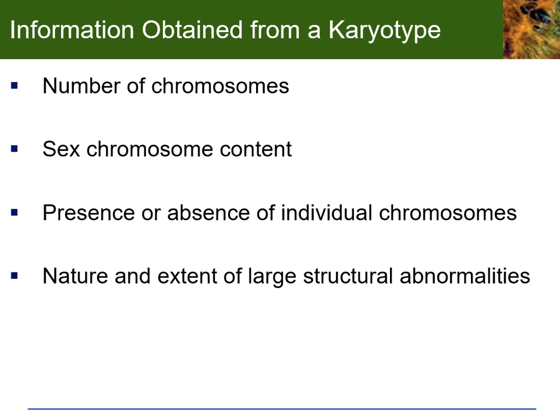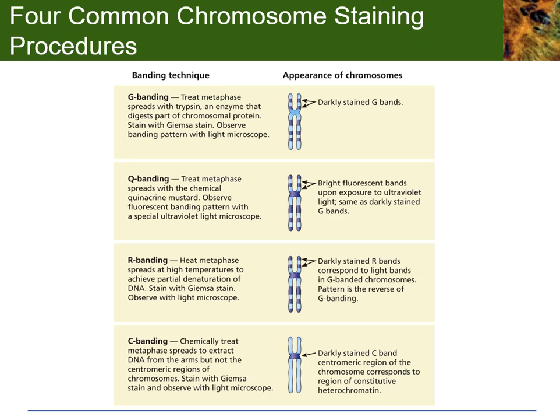The types of information you can obtain from a karyotype include the number of chromosomes, the sex, the presence or absence of individual chromosomes, and the nature and extent of large structural abnormalities. Okay, banding techniques. You can see here there are different types of staining procedures. There are 4 common types. There's G banding, where you use Giemsa stain, in which you get darkly stained G bands.